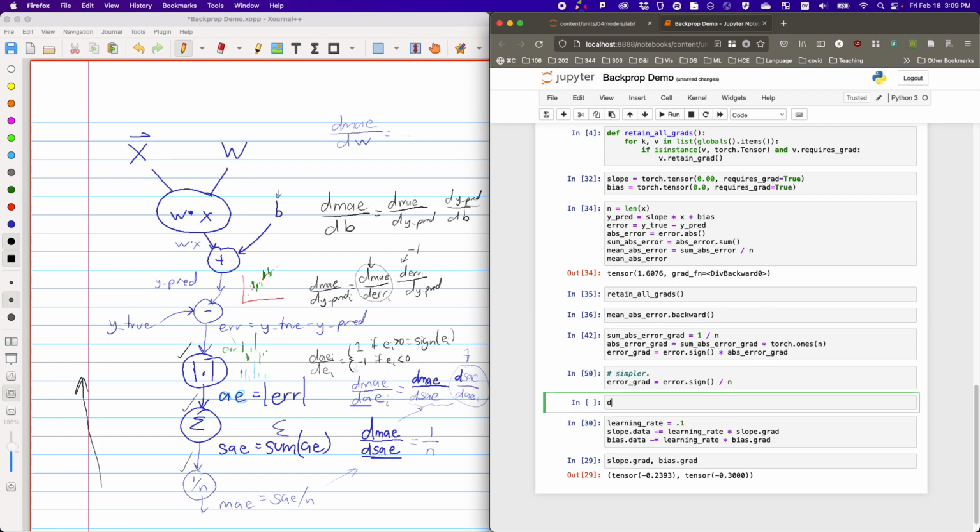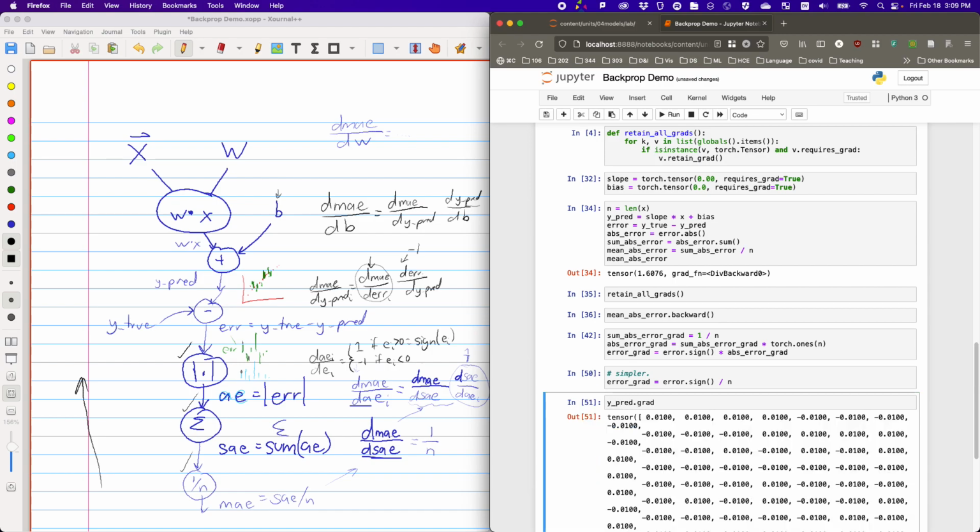So we can write that. For y pred grad, we can look at what that was. Notice that's all of the same things that we had before, just with the signs flipped. This used to be negative and now it's positive. Well, that's because y pred grad is just the negative of error grad.